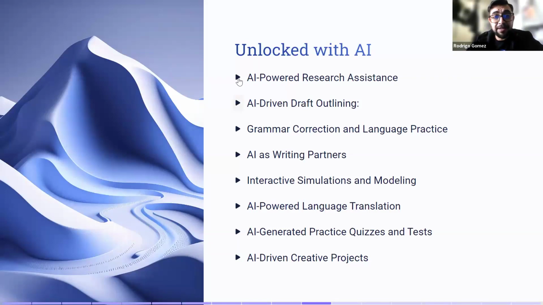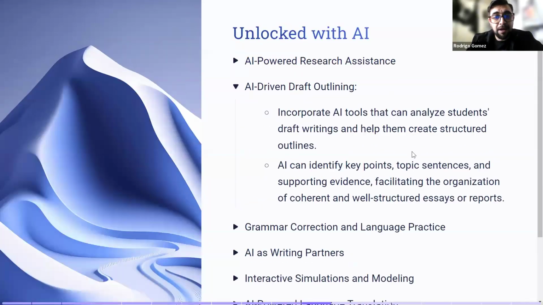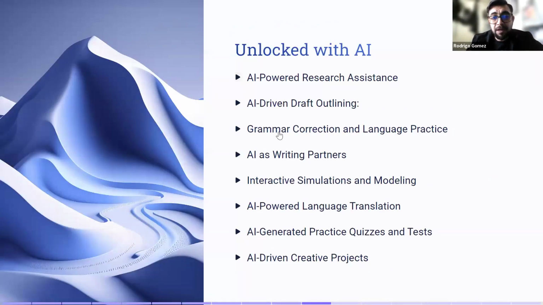AI-driven draft and outlining. So once you go through the presentation later on your own, you can click on some of these to get a bit more information. Incorporate AI tools that can analyze students' draft writings and help them create structured outlines. I've been using AI to outline student papers this whole week. We've been talking about a graphic novel that we really love called Day Tripper and using AI to structure chapters, and then using those outlines to think about their own outlines for their own storytelling.